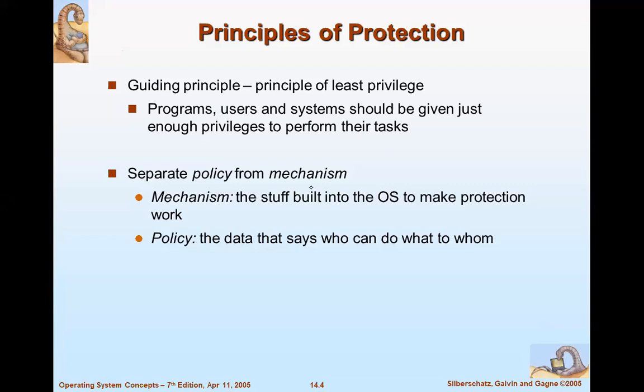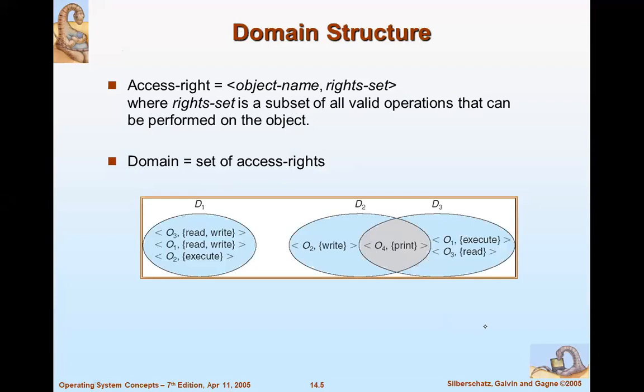There is a separation of policy from mechanism. The mechanism is the stuff built into the operating system to make protection work, and the policy can be the data that says who can do what to whom. So it means who can update your file, who can execute them, who can copy them, who can modify them, who can delete them, and who can create more files. That is actually the main mechanism behind this approach.